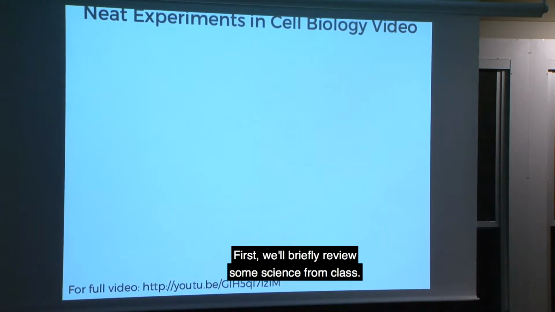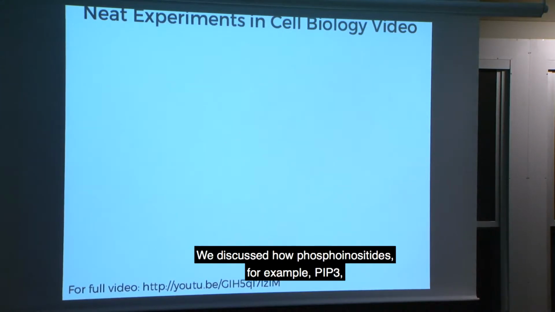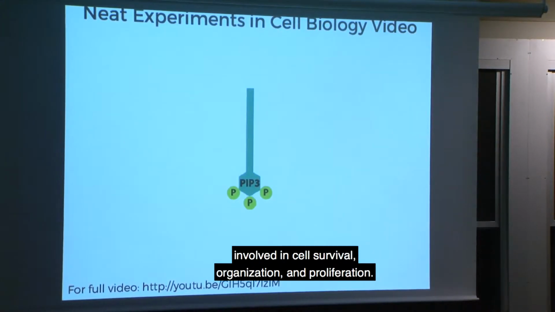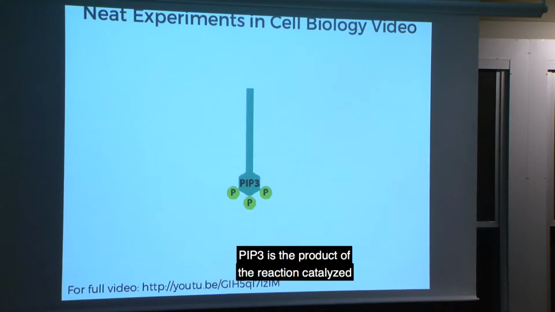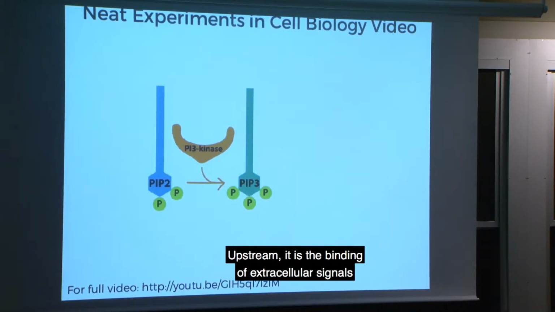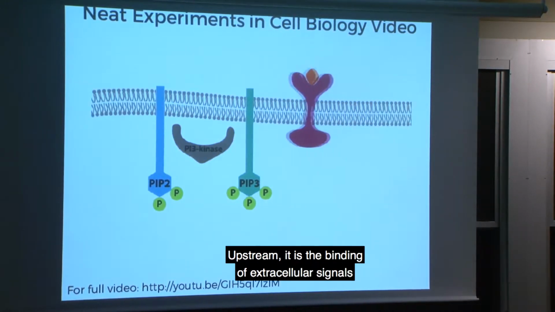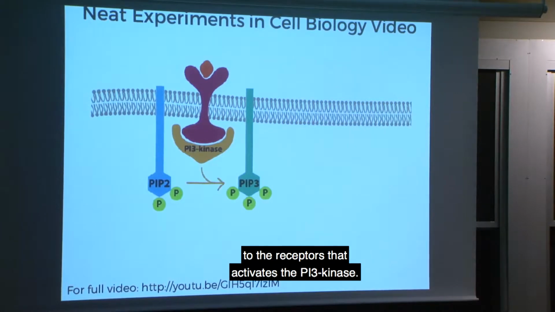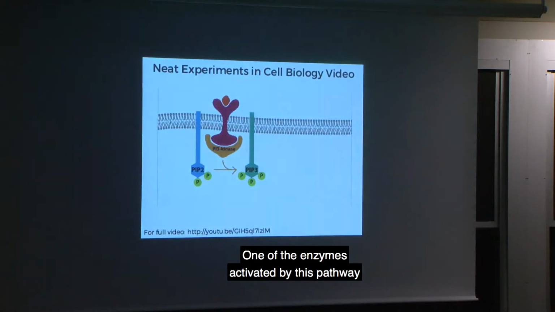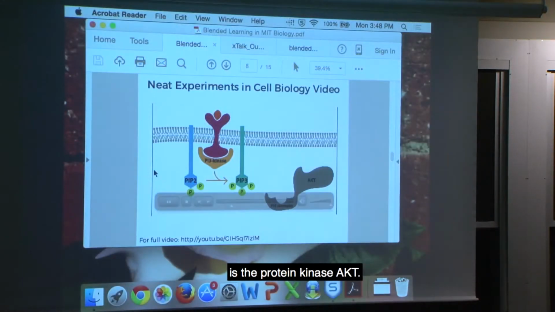First, we'll briefly review some science from class. We discussed how phosphoinositides, for example PIP3, serve as second messengers for many signals involved in cell survival, organization, and proliferation. PIP3 is the product of the reaction catalyzed by phosphoinositol 3 kinase, or PI3K. Upstream, it is the binding of extracellular signals to the receptors that activates the PI3 kinase. What is downstream of the PI3 kinase and of PIP3? Here is the current model for one of the downstream effectors of this pathway. One of the enzymes activated by this pathway is the protein kinase AKT.